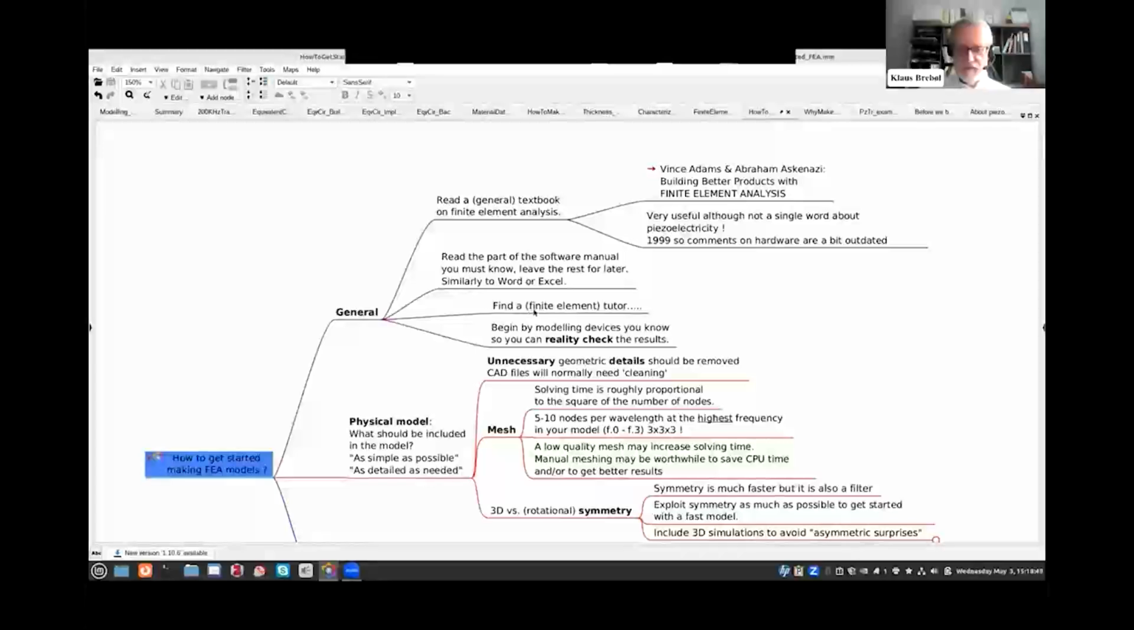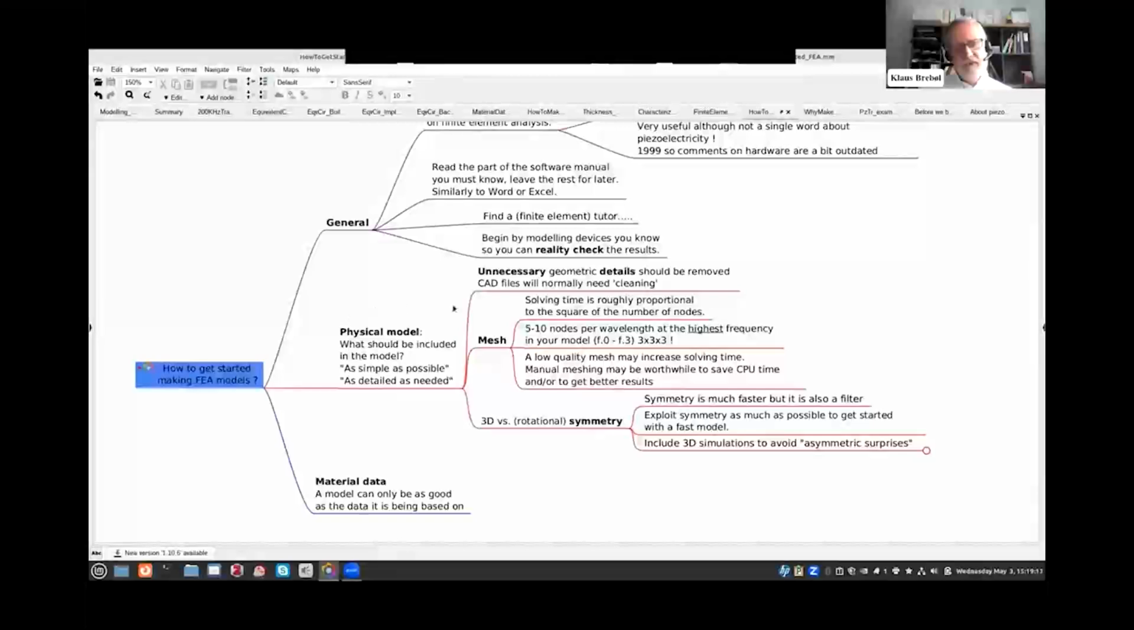Can you find a finite element tutor? You are lucky, and it'll be a great help. In all circumstances, you should begin by modeling devices that you know as real products, so you can reality check the results. This is probably the most important part of modeling, that is, all the time being able to check that your model is valid.